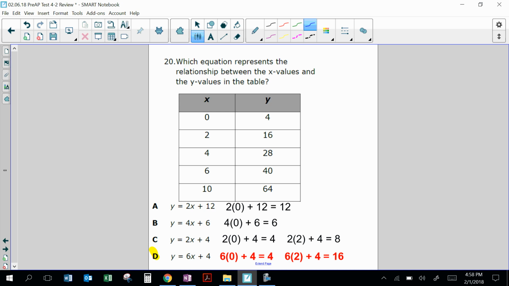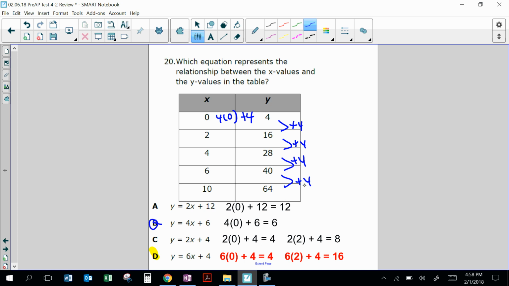Next one, and last but not least. Which equation represents the relationship? Can you write an equation for the table? What is it changing by? What is the constant rate of change? It's changing plus 4, plus 4, plus 4, plus 4. So you're going to automatically jump and say, oh, the answer must be B then. It's changing by 4. Let's see. Hold up. 4 times the 0 number is 0, plus 4 more will give you. Here it says plus 6. That doesn't work. So B cannot be it.